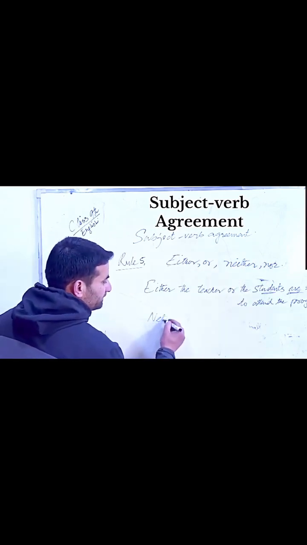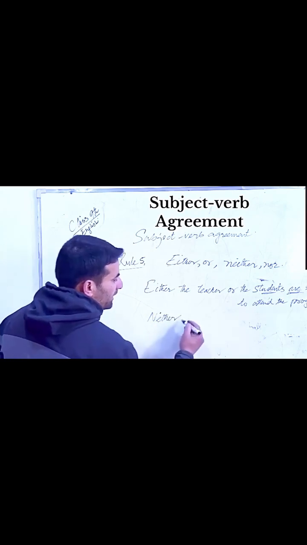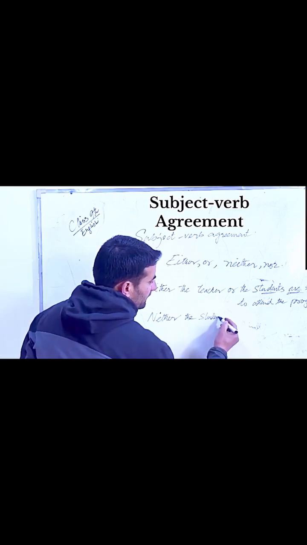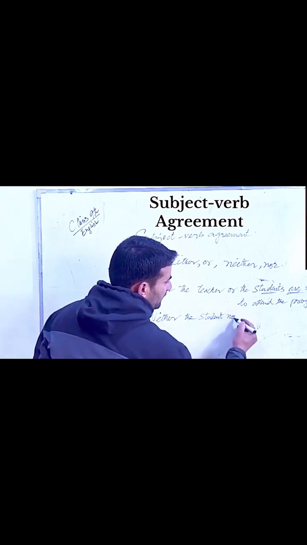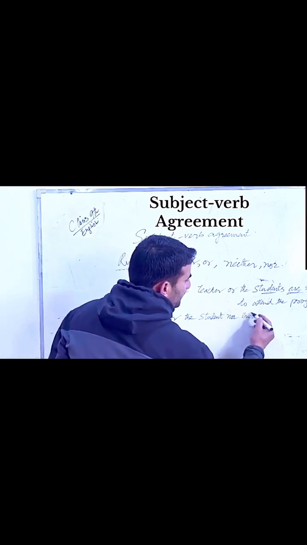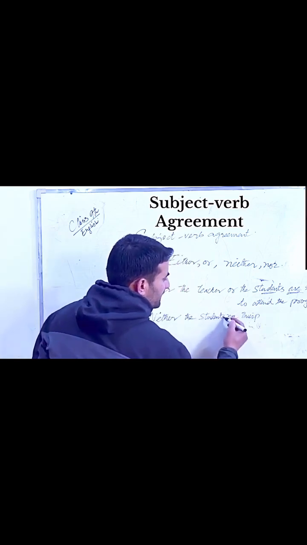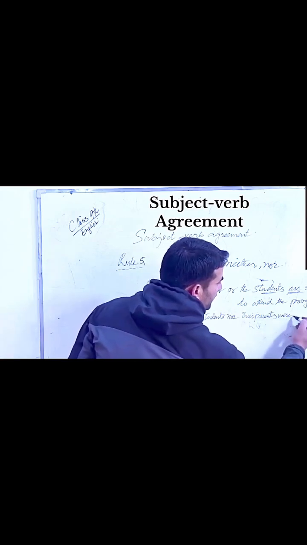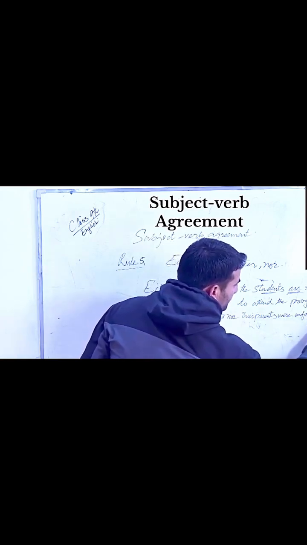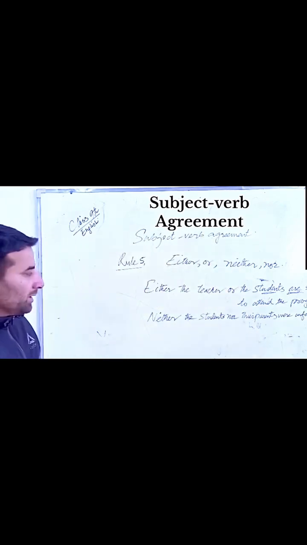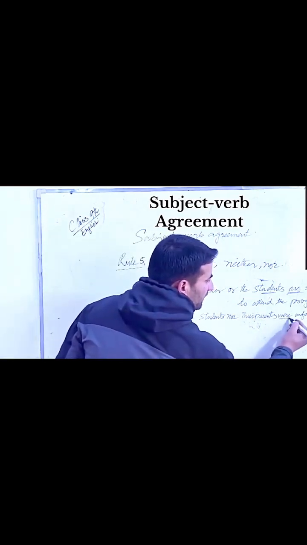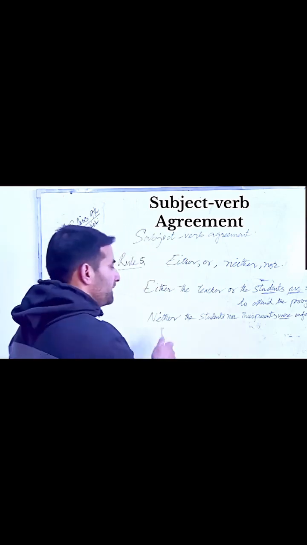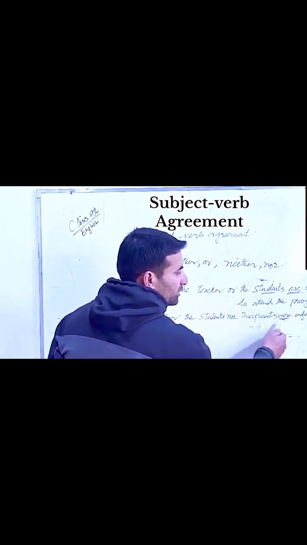We will say neither the students nor their parents were informed. So again, we have used here were, the past tense of is and am. Neither the students nor their parents were informed.